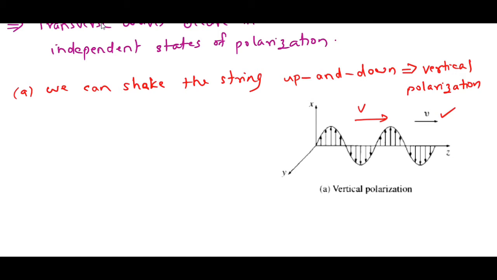How can this wave be generated? One fellow holding a string makes vibration around the positive and negative x direction. As a result, this wave is generated.